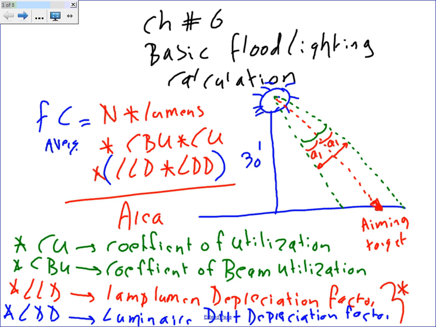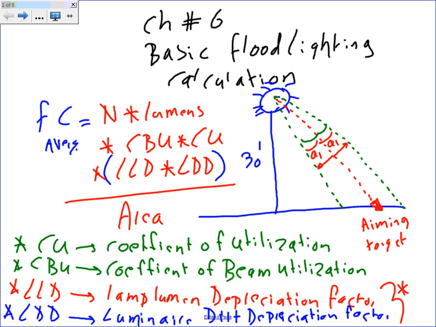So when you find the lumens, you take the number of fixtures, multiply by how many lumens in each fixture, multiplied by the efficiency of the fixture, CU, and the coefficient of beam utilization, which is a factor of how much of this light coming out is actually reaching the ground instead of going somewhere in the sky. And of course, LLD and LDD, these are the rating factors. Divide everything by the area. Any question, guys, about this formula? That's all I need you to do from this chapter.